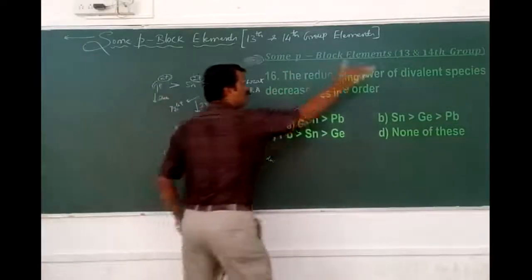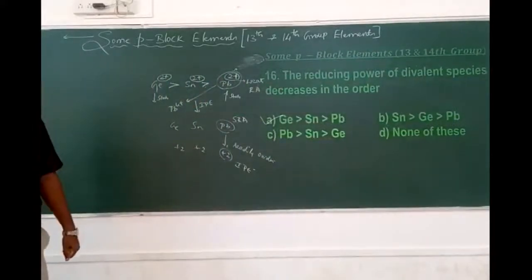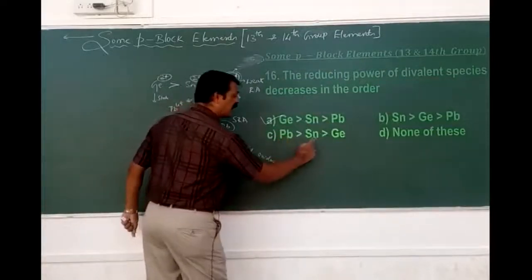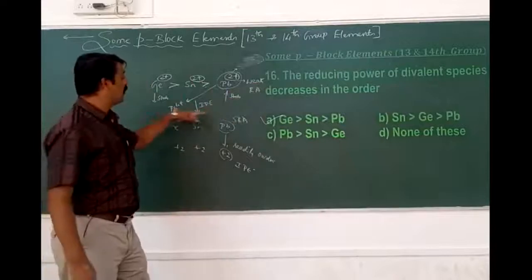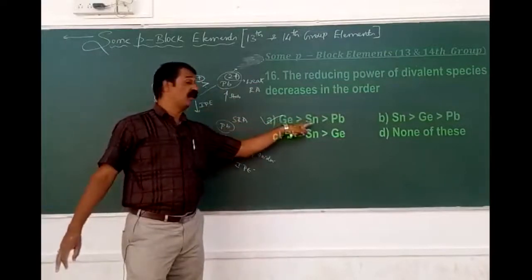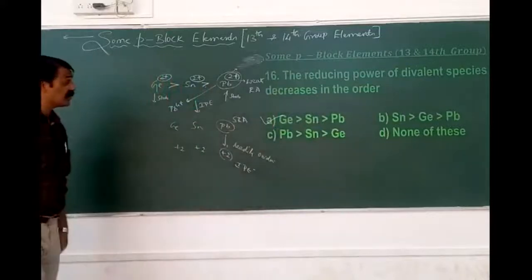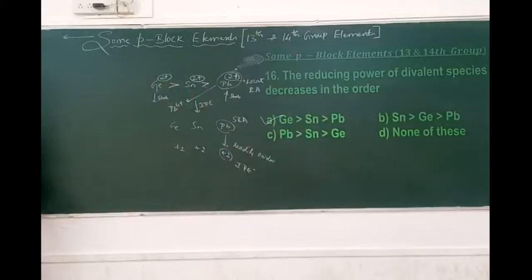Suppose if they don't give the divalent species, the divalent species is not given, what you have to mention? The reducing properties in the order: lead is greater than Sn is greater than germanium. If the divalent species is given, germanium is going to be the stronger compared to lead, tin, followed by the last, lead. Okay. Therefore, it is the 16th of what? A. Okay. Next, we will move on to the 17th.